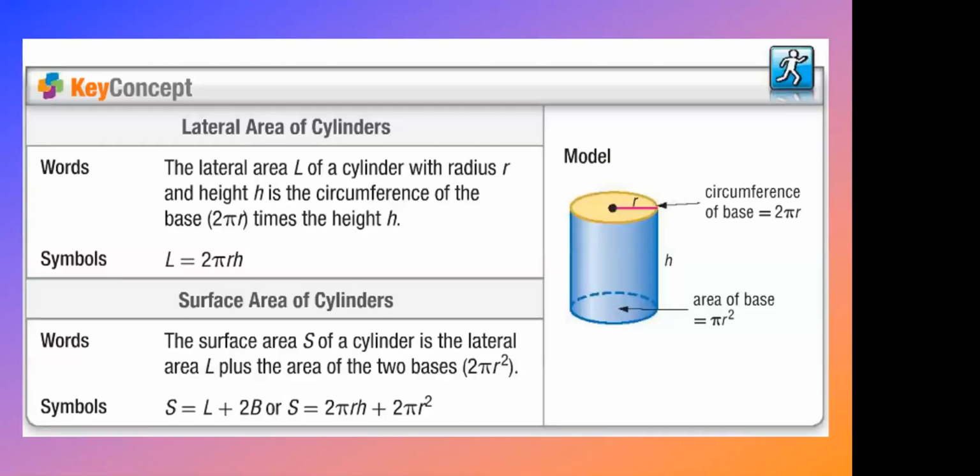So in lesson 12-6, you should have read about the formula for the lateral area of a cylinder, which is 2 times pi times the radius times the height. And then also the formula for the surface area of a cylinder, which is the lateral area, so 2 times pi times the radius times the height, plus 2 times the area of the base, okay? Now the base is a circle, so you're multiplying 2 times the area of the circle, which is pi r squared, okay? So let's look at an example.